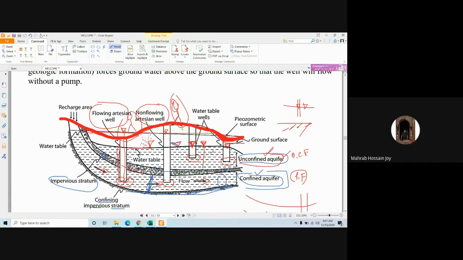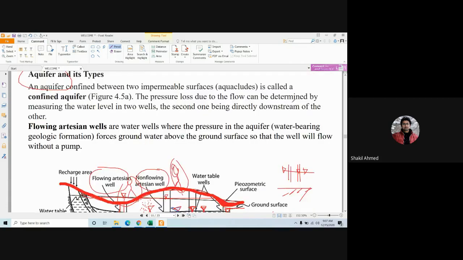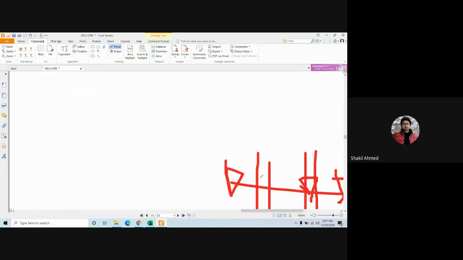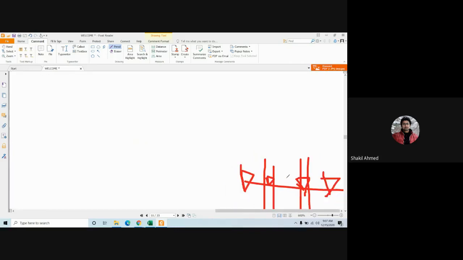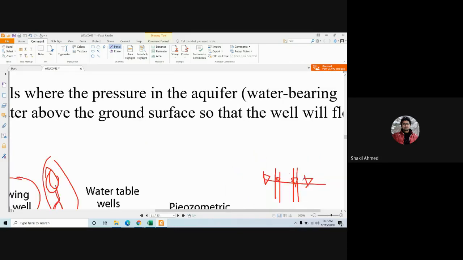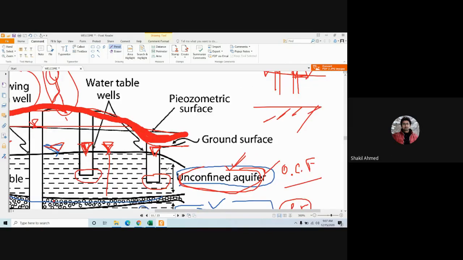Yes, sir. Okay. Basically, the unconfined aquifer is a kind of open channel flow. In an open channel flow, what happens? If you put a piezometer here, the water level in the piezometer is the same as the water level at the water surface. Am I right? Same level. Exactly the same thing is happening here.